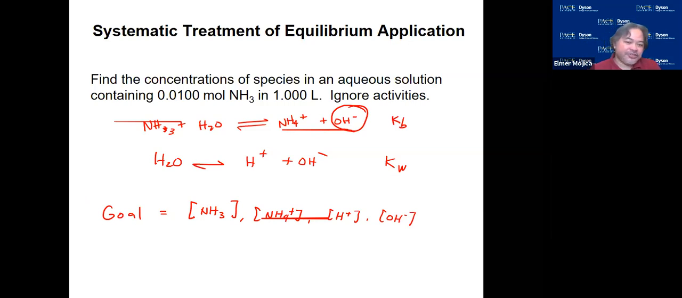So find the concentrations of the species. You have the ammonia. What are the other species that you can have there? The ammonium ion, because it can react with the H plus. Since it is an aqueous solution, you have an H plus and an OH minus. Okay, so let's try another one.